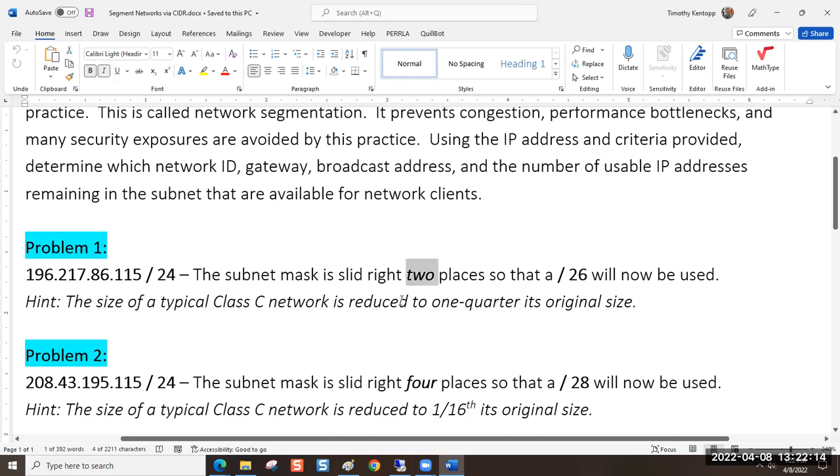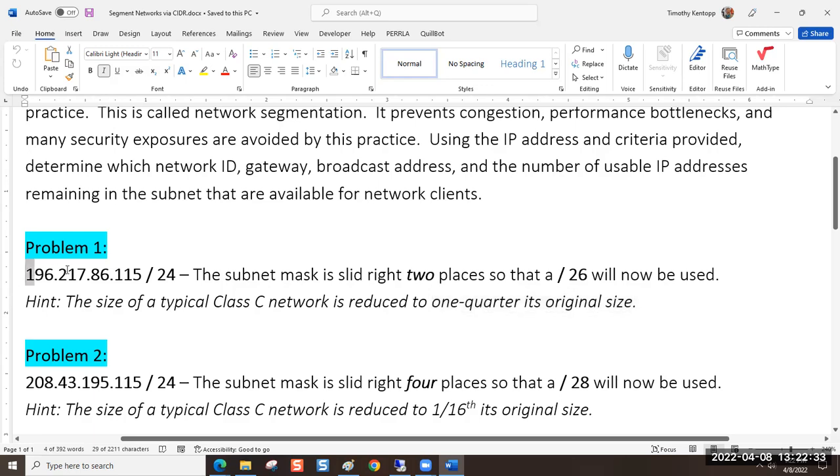2 to the 2 place is 4. And if we flip that, we get 4 networks. Each of those 4 networks is 1/4 the size of the original Class C network. What are we saying?